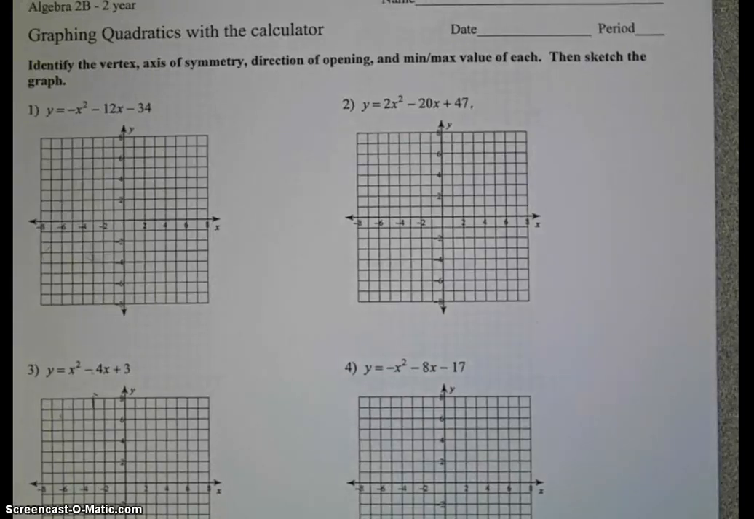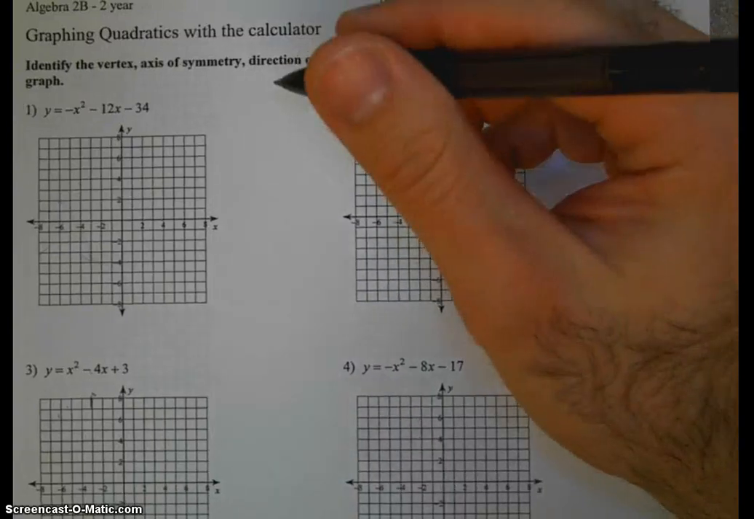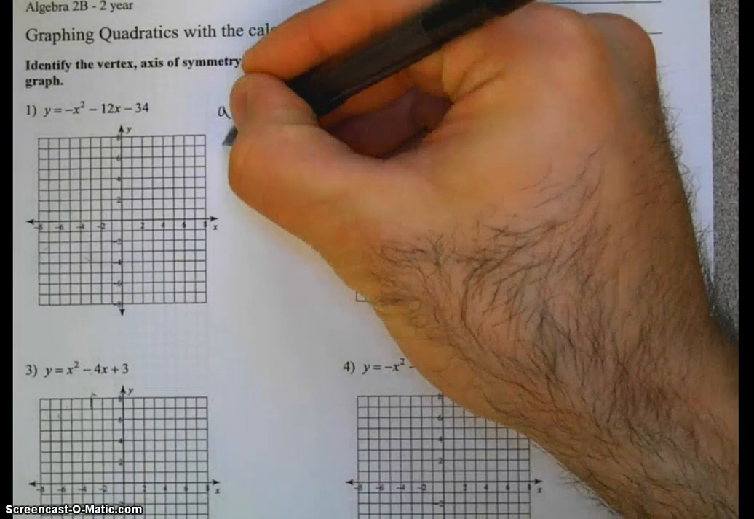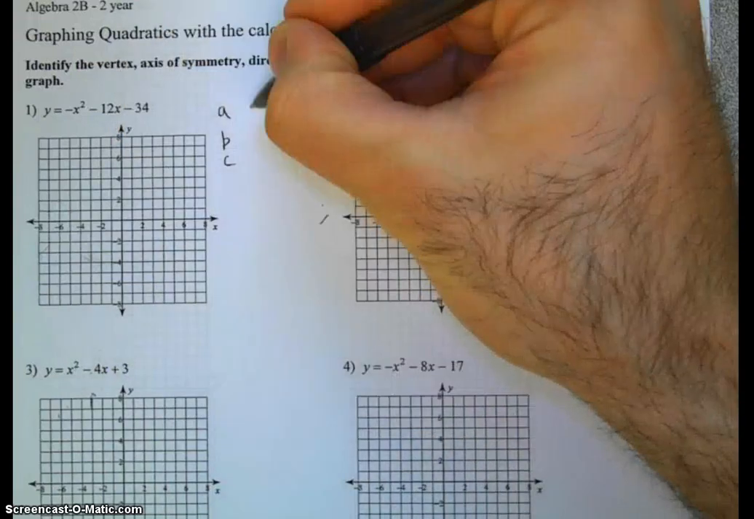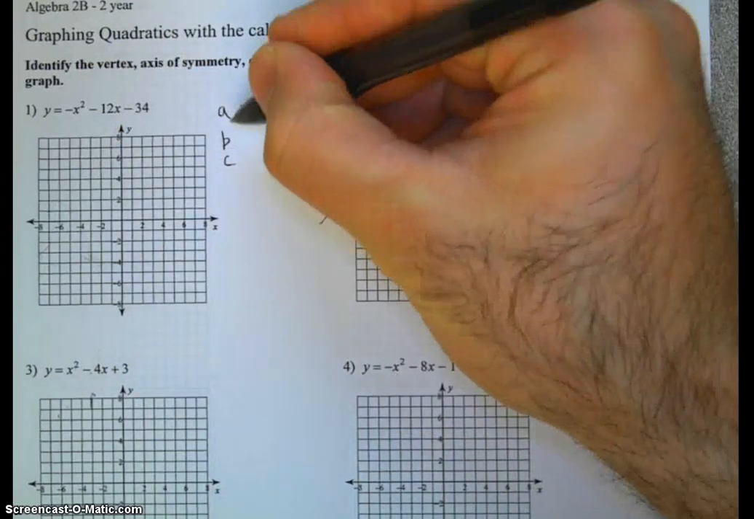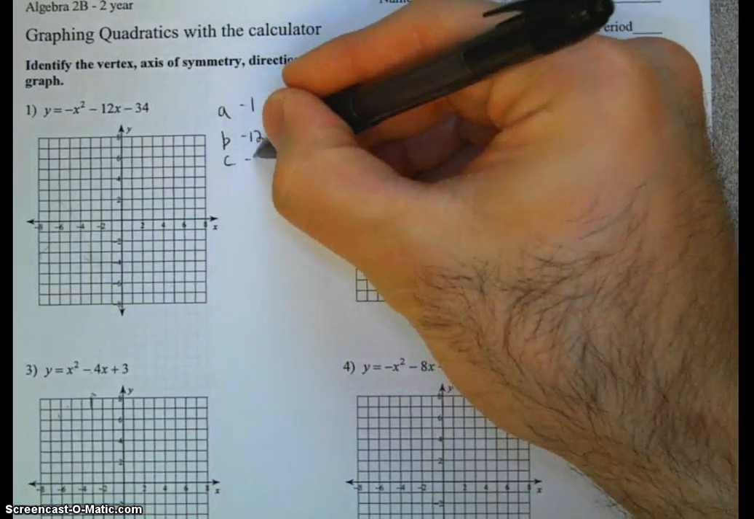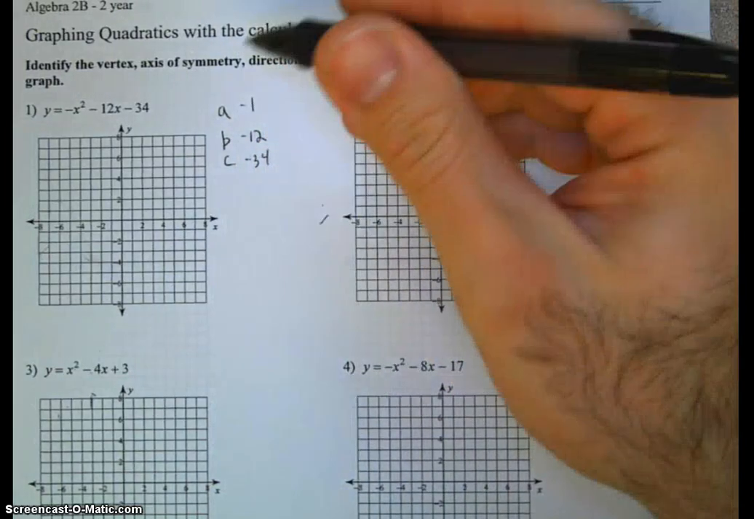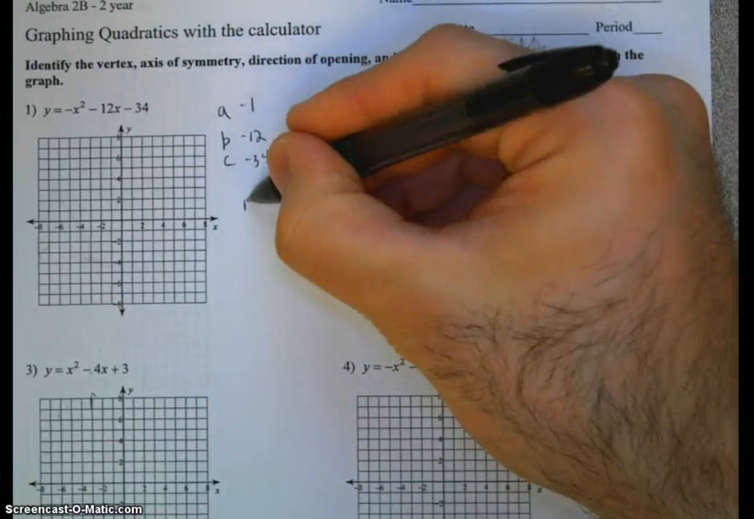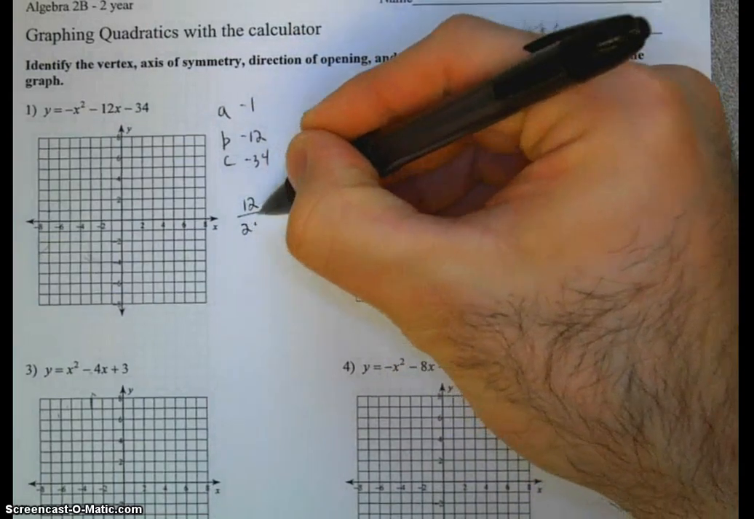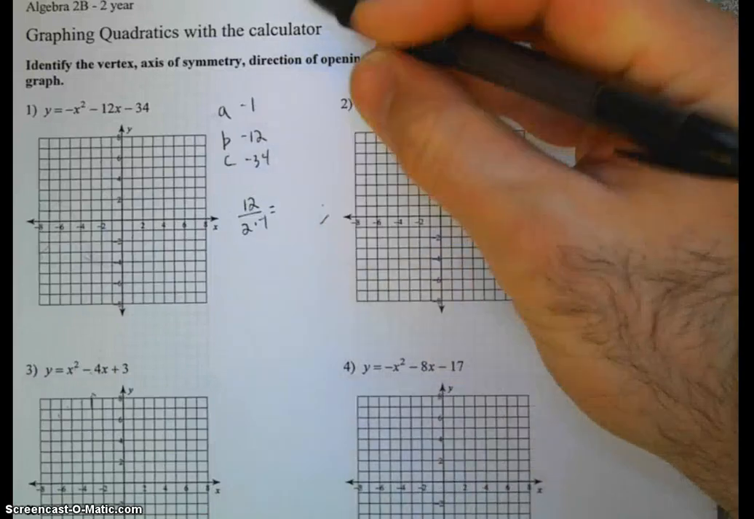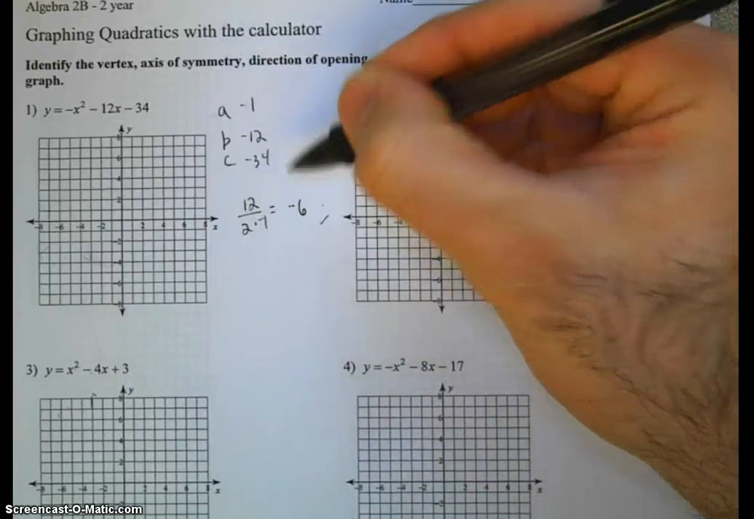With today's lesson, we're going to be talking about graphing quadratics with a calculator. In the past, before we were using the calculator, we would have to identify our A, B, and C. Our A would have been -1, our B would have been -12, and our C would have been -34. To find the vertex, we had to use the opposite B over 2 times A, giving us -6 for x.